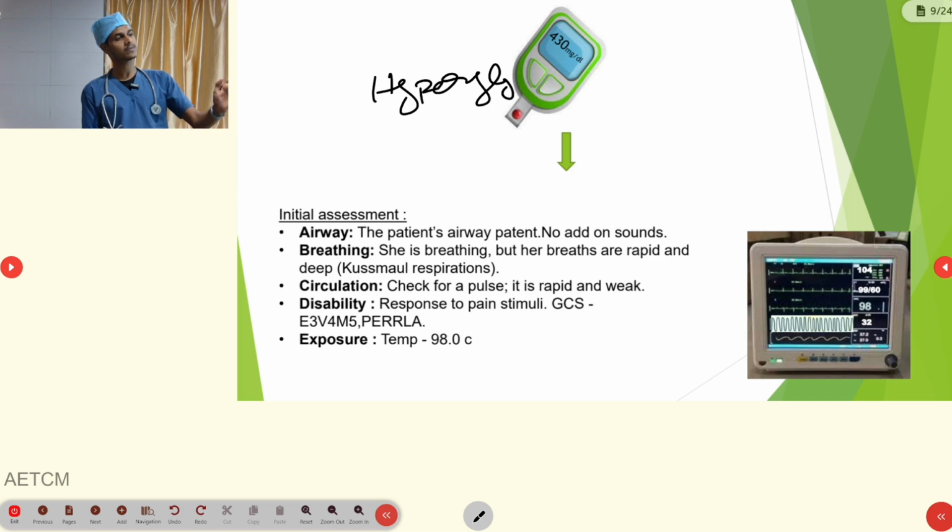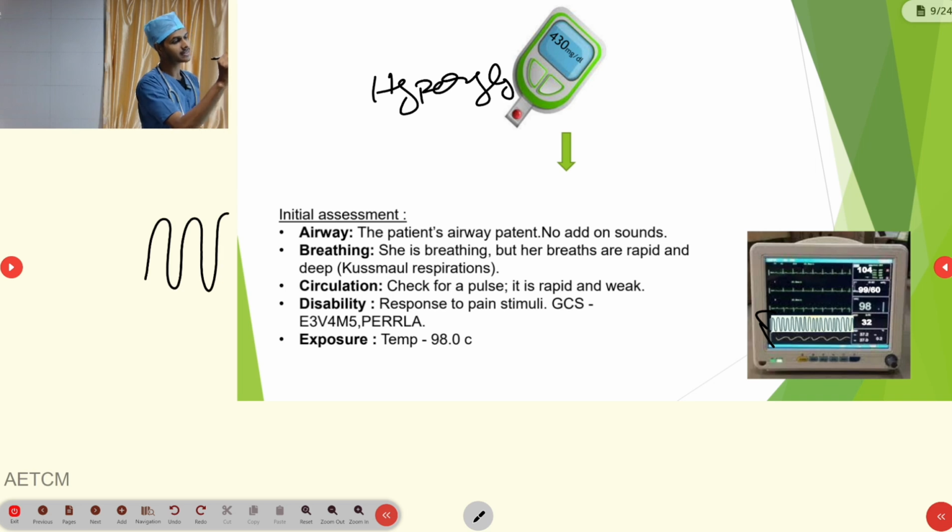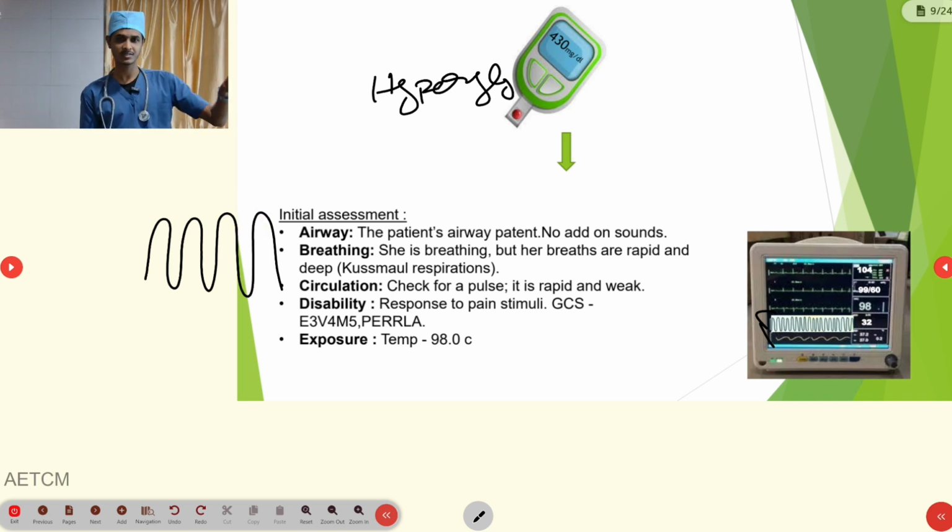For the airway, you found it patent and there is no added sound. For breathing, you see the person is breathing, but her breaths are rapid and deep. Here you can see the waveform. That is a Kussmaul's breathing pattern. You can see the rapid rate and the depth is also in a higher range. So this is called Kussmaul's respiration. SpO2 is 98% in room air, she is tachypneic, with a respiratory rate of 32 breaths per minute.